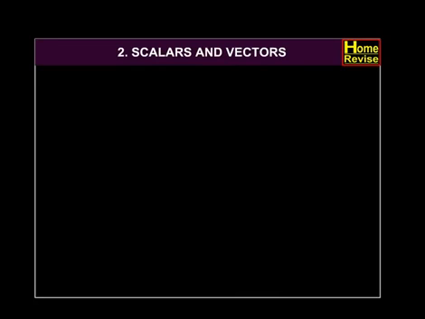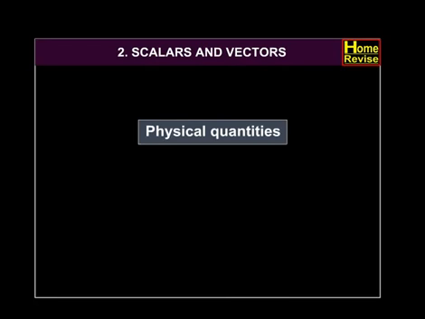Chapter number 2: Scalars and Vectors. Friends, physical quantities are mainly classified into two types: scalars and vectors.